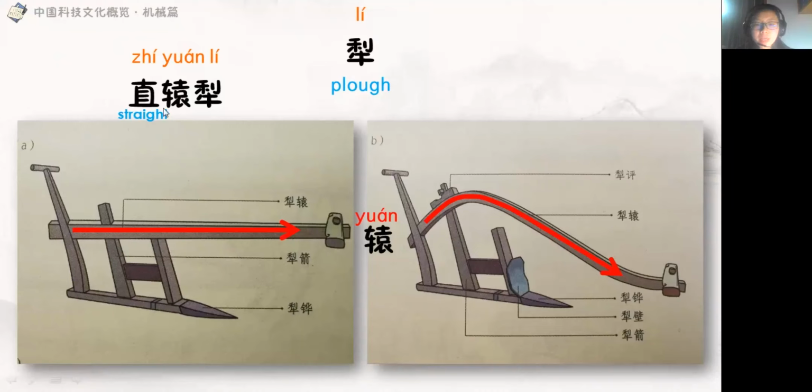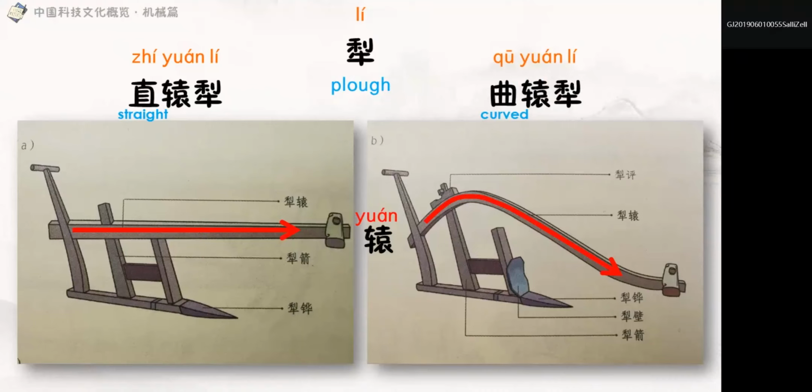And 直 means straight. The second one, 辕, is called 曲辕犁. 曲 means curved. We call the second one 曲辕犁. Now, can you guess which one is better and more convenient to use? The first or the second? 直辕犁 or 曲辕犁?